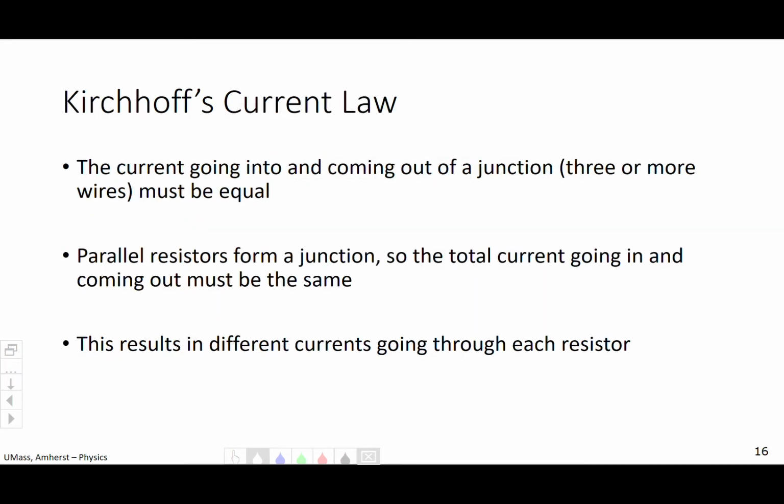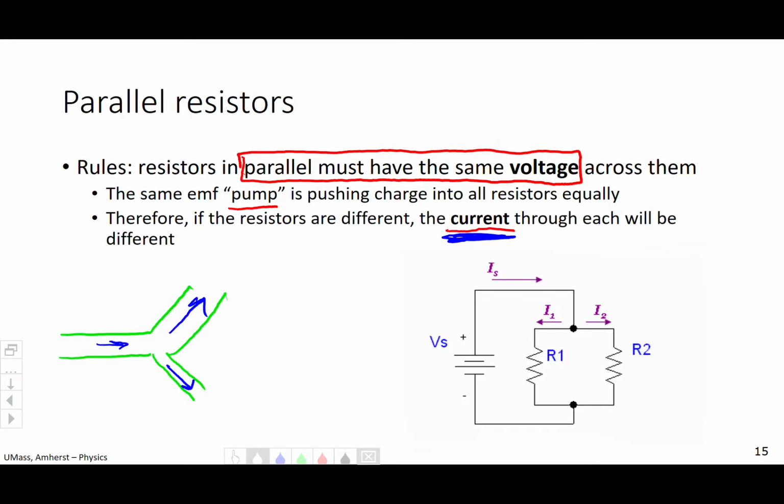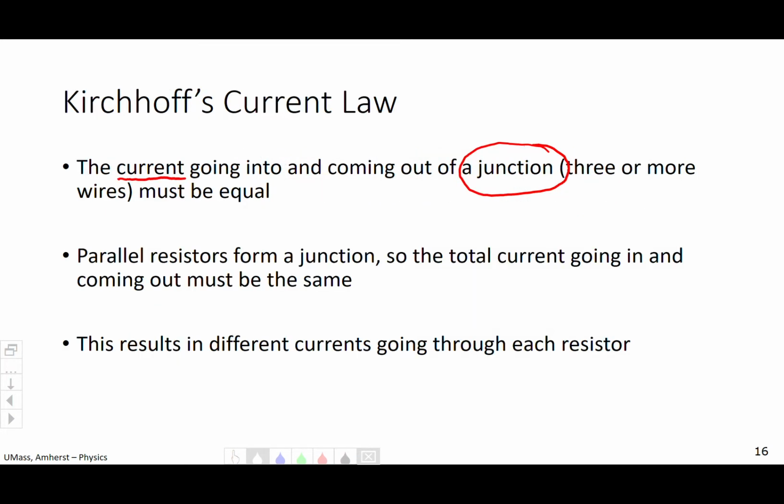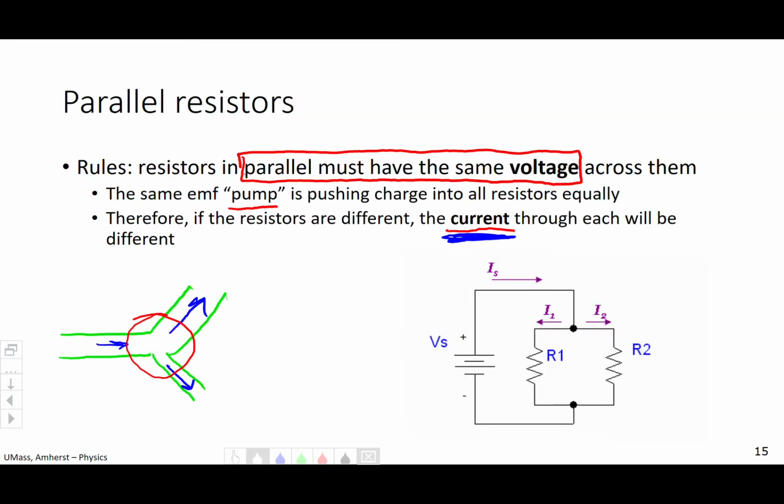How do we determine this? Well, we need to know Kirchhoff's current law. So the current going into and out of a junction, right? A junction meaning this spot right here. So that we say is 3 or more wires, okay, 3 or more wires, right? We have 3 or more hoses here, let's say. Here's hose 1, here's hose 2, and here's hose 3, and they all meet in this spot. Similarly, here's wire 1, here's wire 2, here's wire 3. At this spot, they meet.